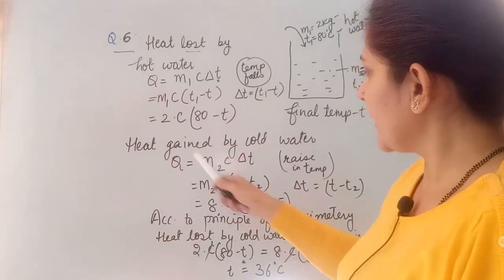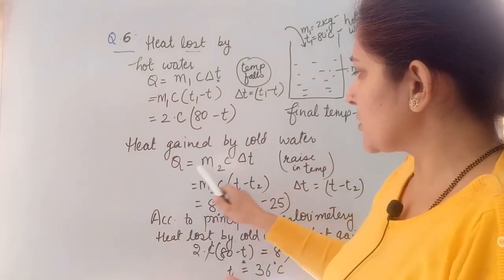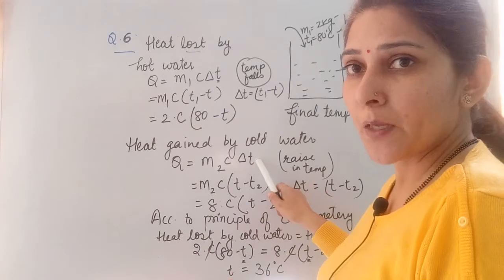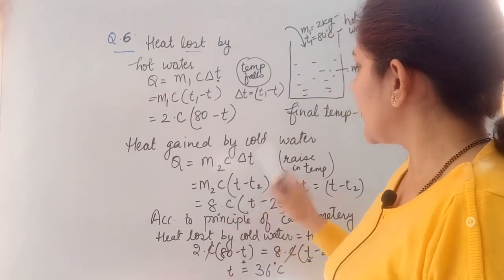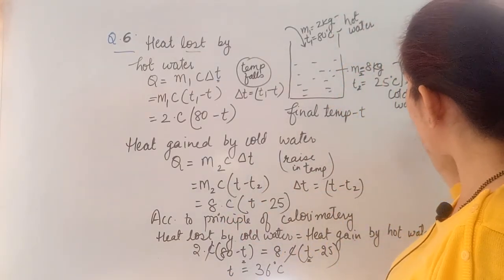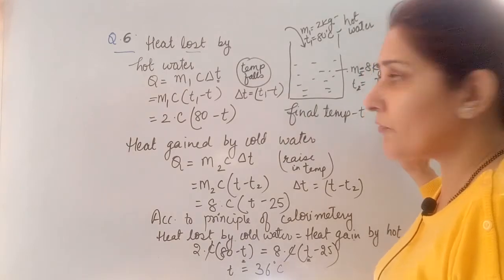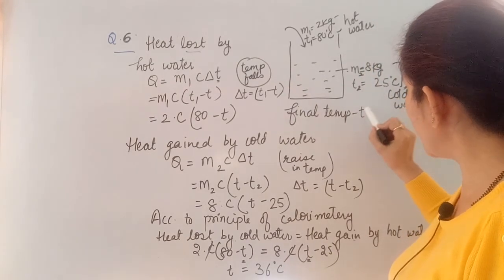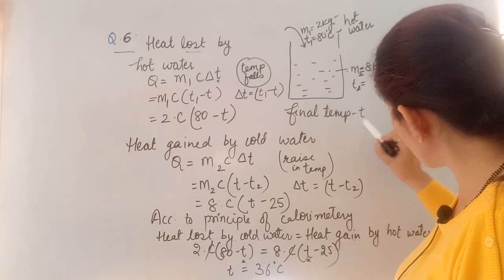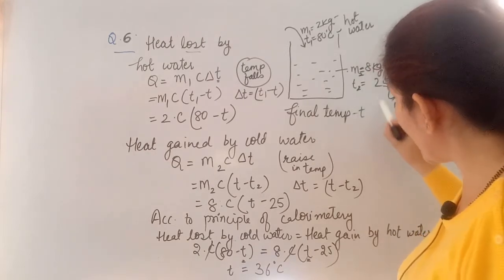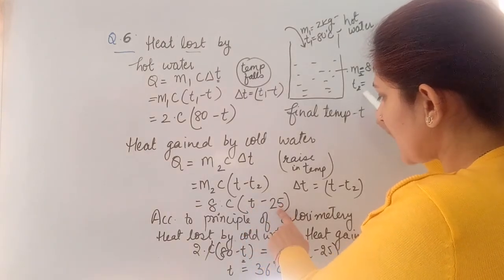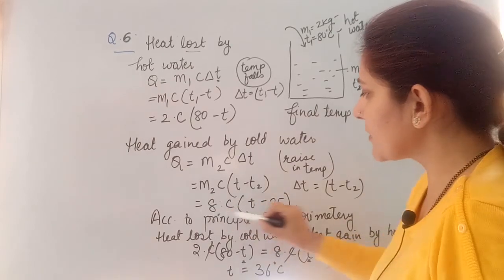Then in the second one, heat gained by the cold water, that is Q is equal to M2 C delta T. This is M2 C delta T. There is a rise in temperature because it is going to gain heat. When it is going to gain heat, the temperature will increase. So this is the increased one. This is the bigger value. So write it here and then subtract the smaller value. You will get this equation.